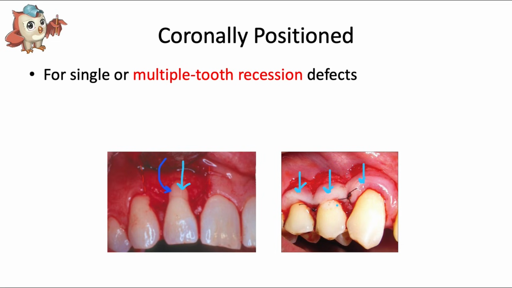multiple teeth. And you can do this by making vertical incisions and pulling the tissue over the root surface, or you can make a series of semilunar incisions and raise the entire flap to cover multiple adjacent teeth at once.